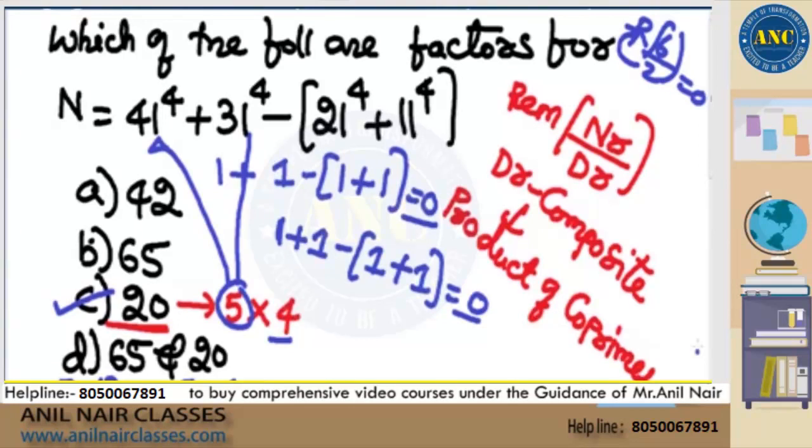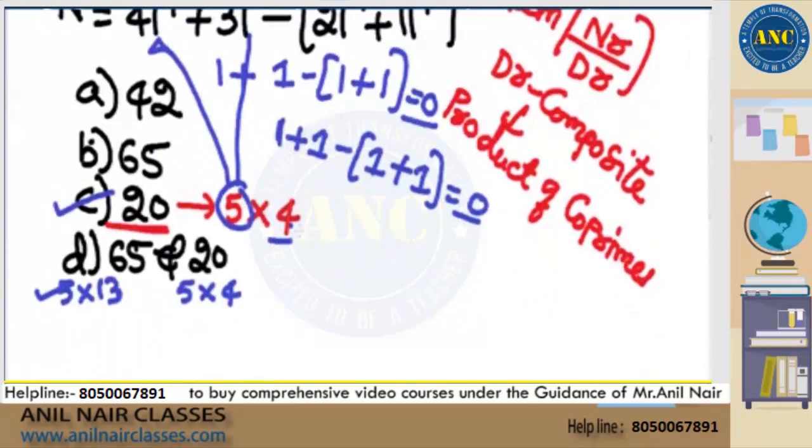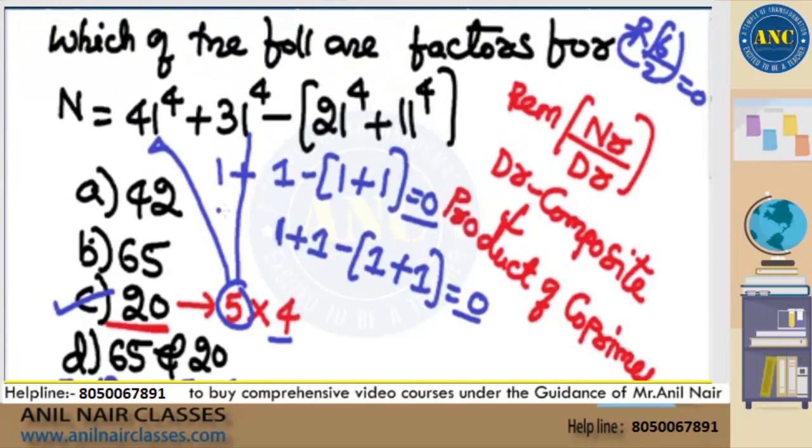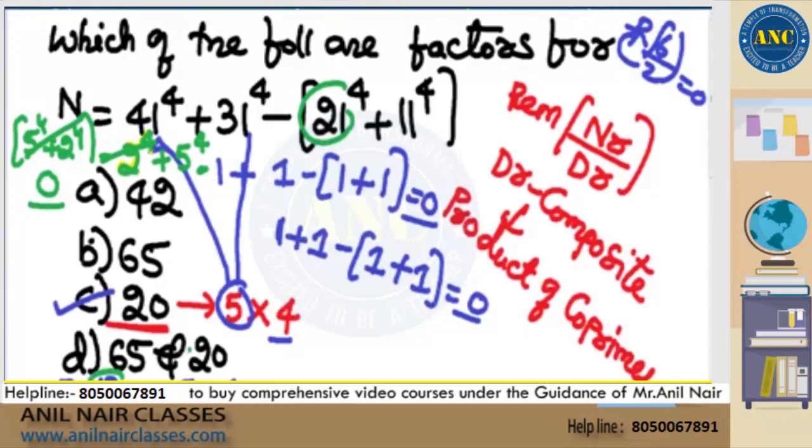Listen carefully. 13. 13 3s are 13 9. I will use a different color. 13 3s are 13 9. 2 power 4. 13 2s are 26. 5 power 4. Minus of 13 2s are 26. 5 power 4. 13 ones are 13, 2 power 4. This is 0. It is divisible by 13 also.